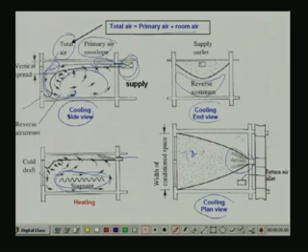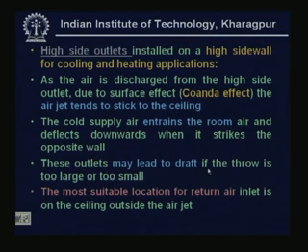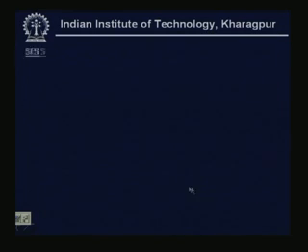And you can see here that the air stream, for example in this picture and in this picture, as it leaves the outlet, it tends to stick to the ceiling. It is trying to stick to the ceiling. This effect is known as surface effect or Coanda effect. So, this is the airflow pattern for high side outlets.